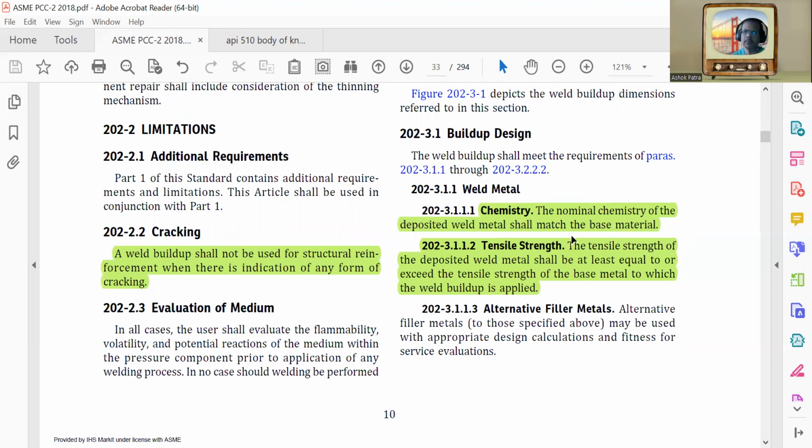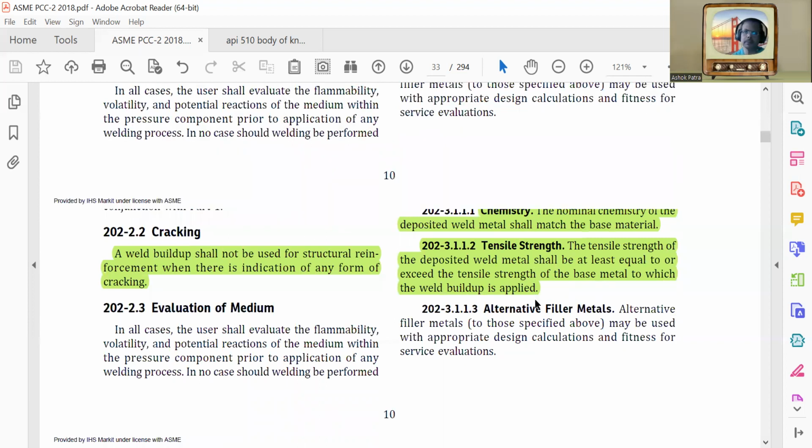Chemistry. The nominal chemistry of the deposited weld metal shall match the base metal. Tensile strength. The tensile strength of the deposited weld metal shall be at least equal to or exceed the tensile strength of the base metal to which the weld buildup is applied.